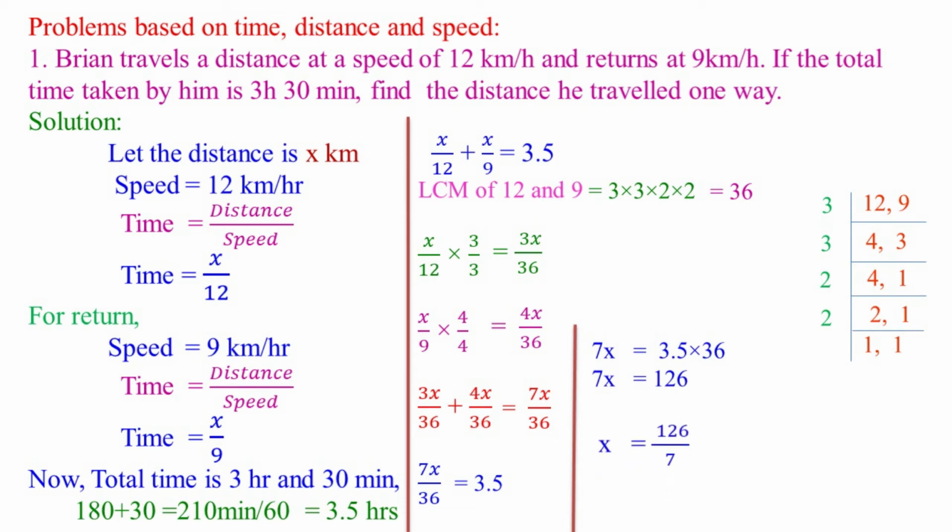Now transpose 7 to the right hand side. So x equal to 126 by 7. Here we are dividing by the common factor 7. On dividing, we get x equal to 18 kilometer. What is x here? This is the distance. Distance equal to 18 kilometer. So Brian traveled 18 kilometer.